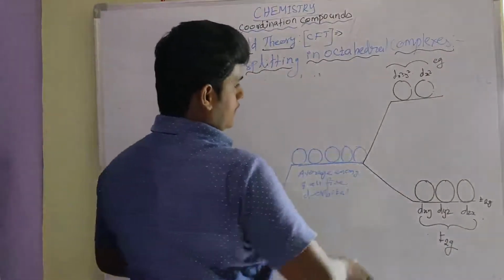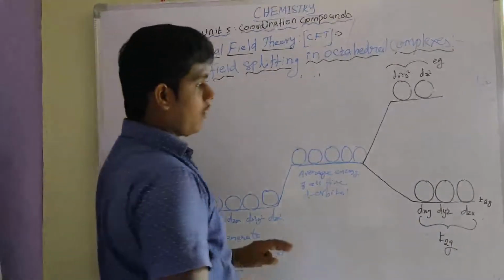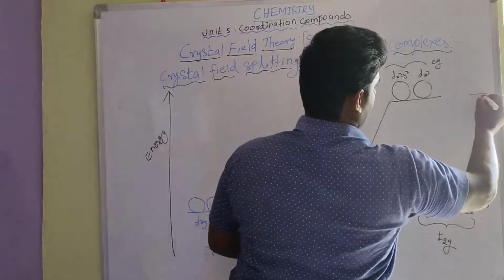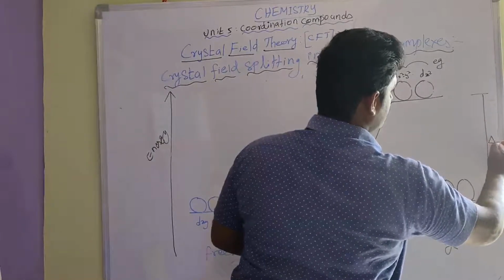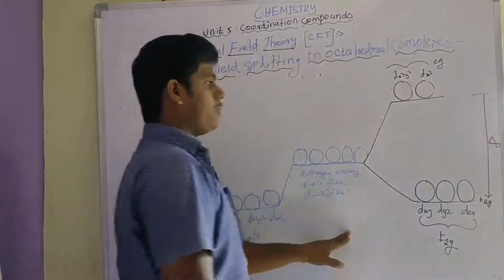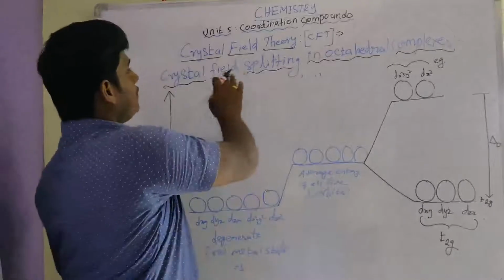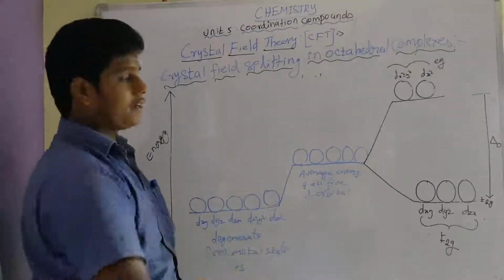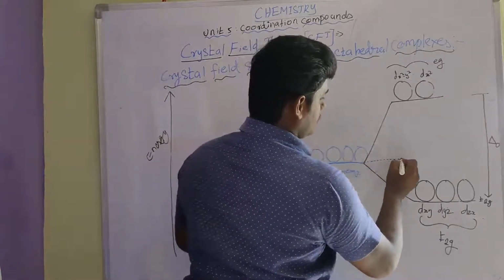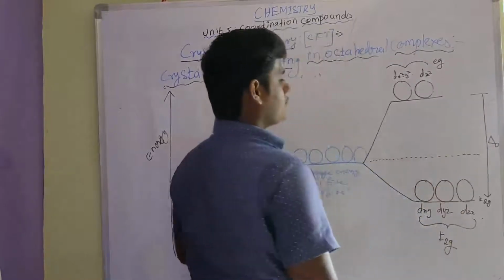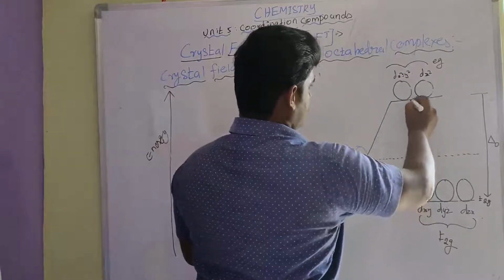This splitting into two sets is called crystal field splitting in octahedral complex. The total crystal field splitting is denoted delta O, where O means octahedral complex, and delta means the crystal field splitting energy of the octahedral complex. The average energy is called the barycenter.